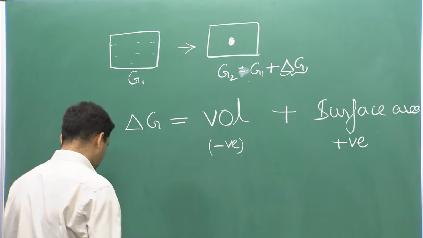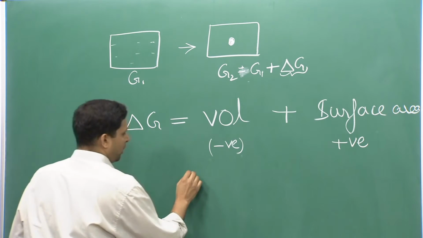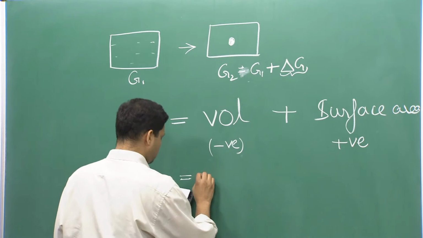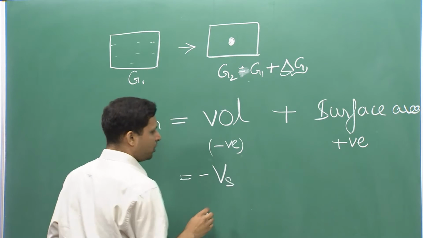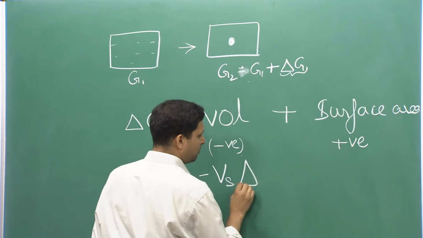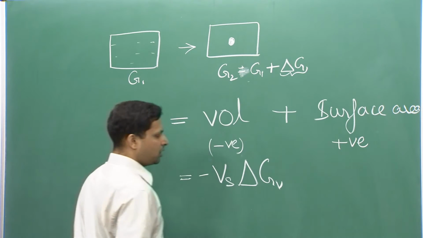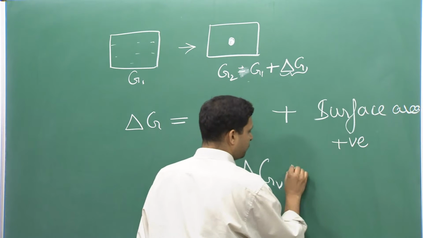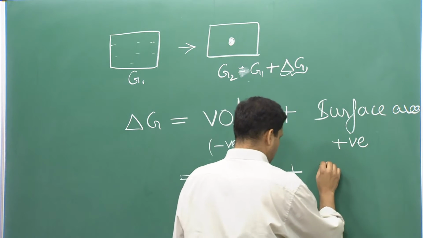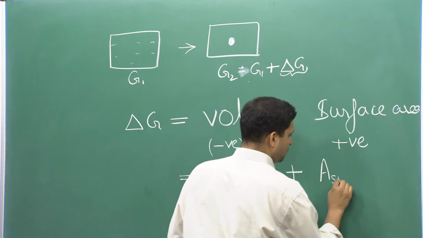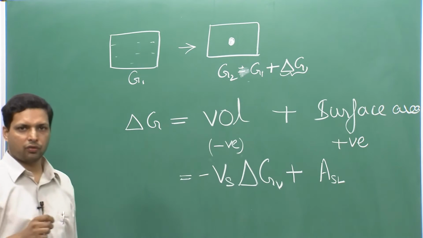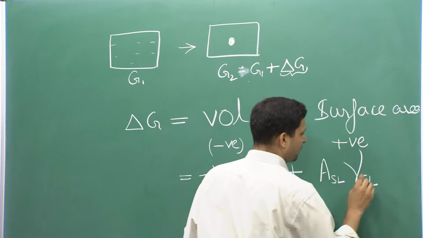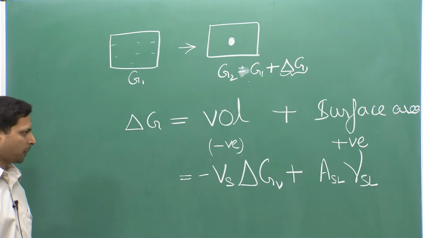When this starts to dominate, that is when you have the transformation actually taking place. So, if we want to write it in a more formal way, this will become minus Vs times delta Gv, where Vs is the volume that has formed and delta Gv is the change in the free energy per unit volume, plus ASL times gamma SL, where ASL is the area that is formed and gamma SL is the solid-liquid surface energy.